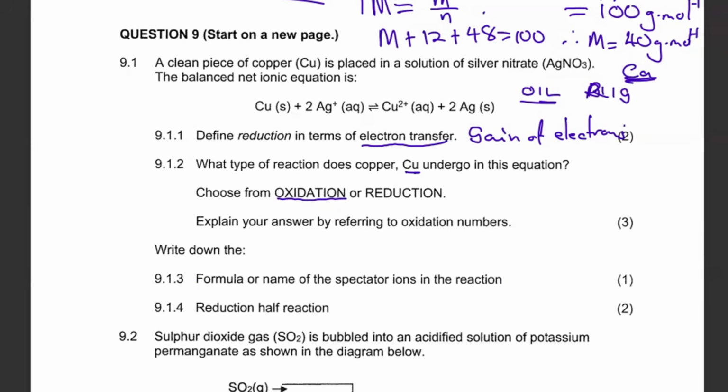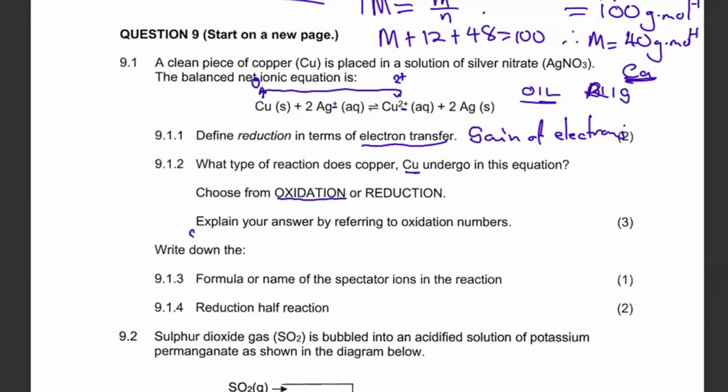According to our oxidation numbers, any neutral element has an oxidation number of 0. So here we've got 0, and here there is a positive 2 plus. So it started as 0, then ended up being what? 2 plus. So our oxidation number is actually increasing. So the oxidation number of Cu increases.